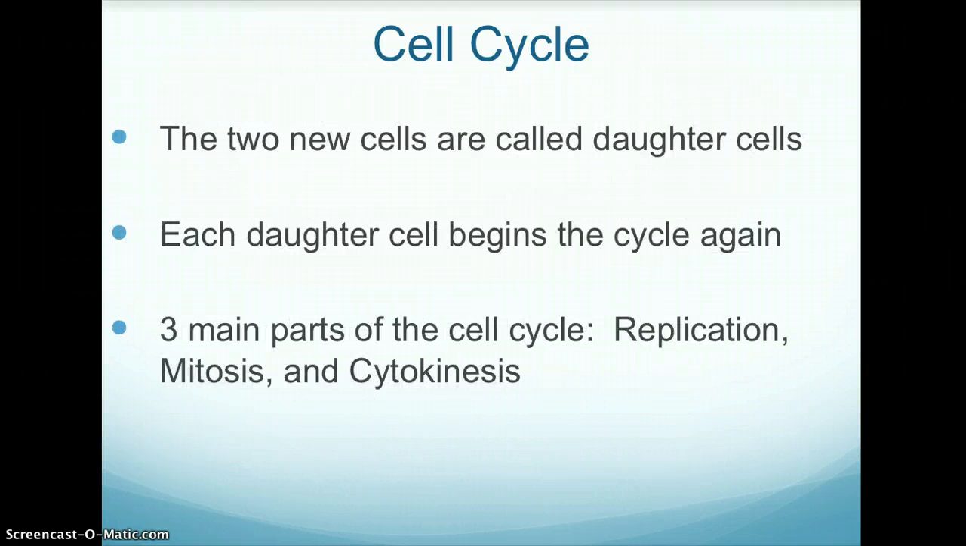Two new cells that are formed in the cell cycle are called daughter cells. Each daughter cell will begin the cell cycle again. There are three main parts to the cell cycle. They are called replication, mitosis, and cytokinesis.